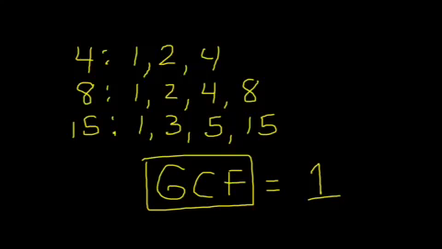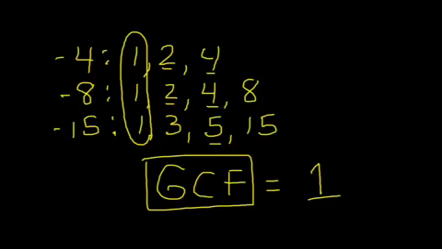Now to find the common factors, the greatest common factor, they have to be common to all 3 of these lists. Well, I see a 1 in every single list. I see a 2 in 2 of the lists, but not in this list, so I can't circle it because it is not in all 3 lists. It has to be in every single list or it's not common. I see a couple of 4s, but I don't see any 4s down here.